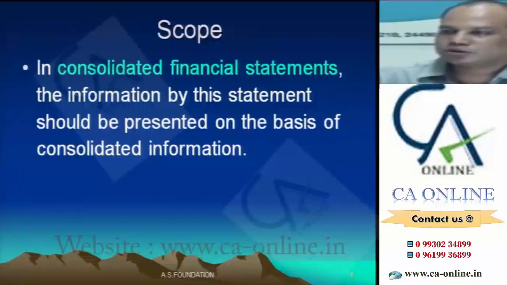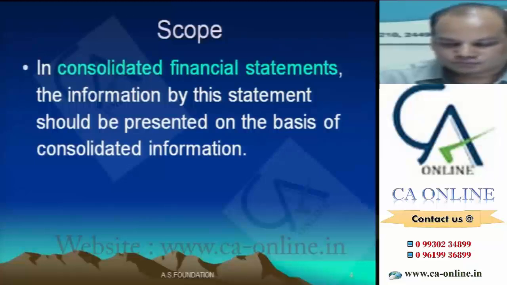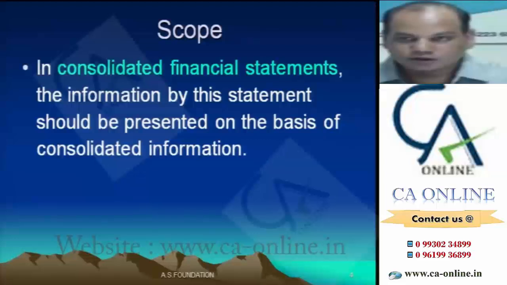On the face of the profit and loss account you only have to write a summary: basic EPS is 2, diluted EPS is 1, or whatever it is, and the working of that is shown in the notes to accounts. If a company is preparing CFS also, that is consolidated financial statements, then in the consolidated financial statements also it will calculate and present the earning per share.